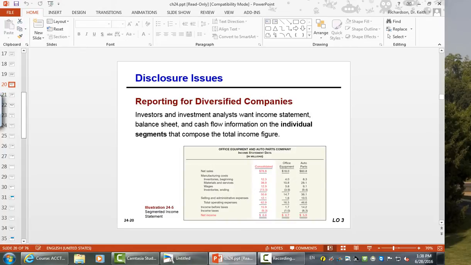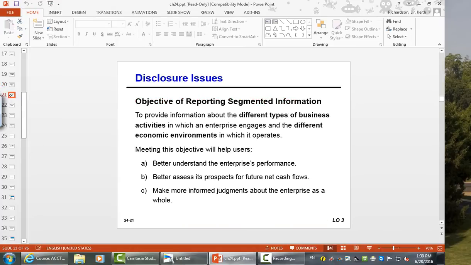All right, this is where we were with it. Okay, so we're talking about reporting for diversified companies, and they show some nice examples in the book of that. This gets to be monster disclosure, doesn't it? Okay. So I mentioned this before.